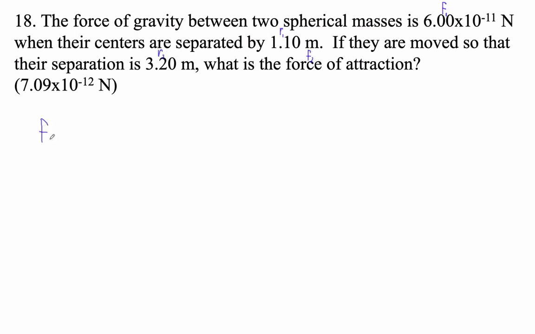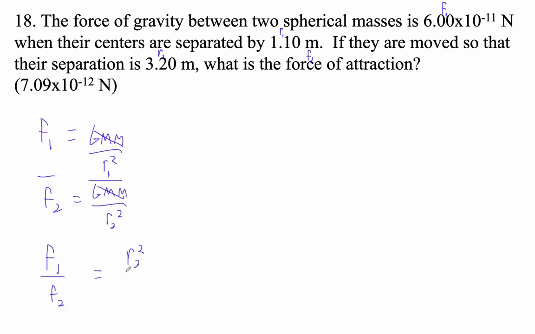So we know that F1 is G m1 m2 over R1 squared. We know F2 is G, same two masses, right, over R2 squared. And I can divide left by left and right by right, which makes these guys not matter, right? So I end up with F1 over F2 is R2 squared over R1 squared. Okay, so let's see, what are we solving for? We're solving for F2.